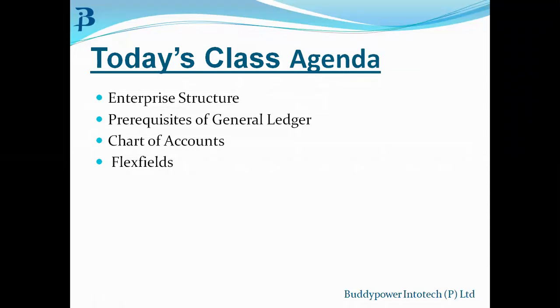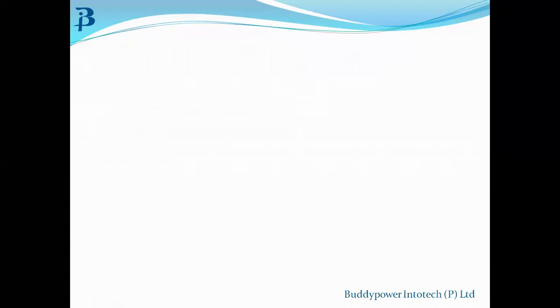So let us see what's today's agenda. We'll be going through what an enterprise structure is. We'll even see the prerequisites of general ledger, which is the four C's. We'll go through chart of accounts and we'll know what flex fields are. All right, so let's move.